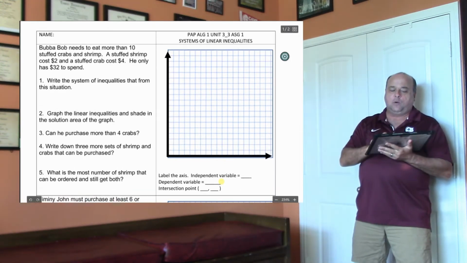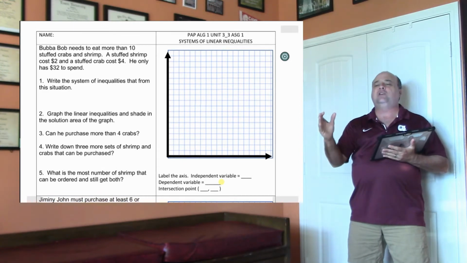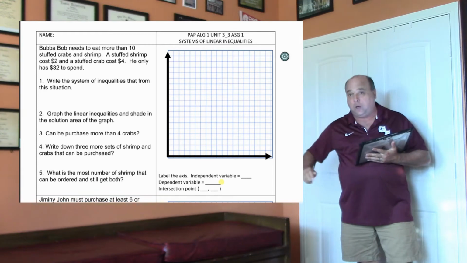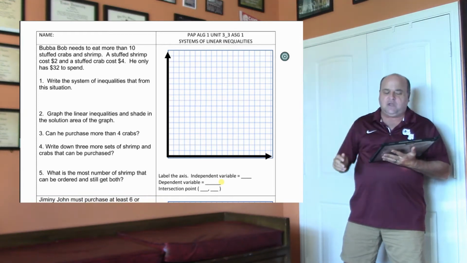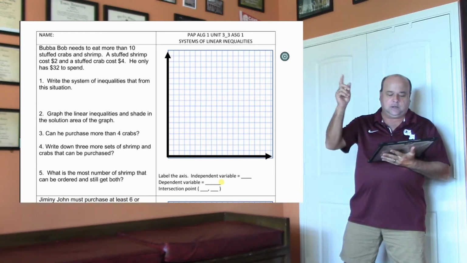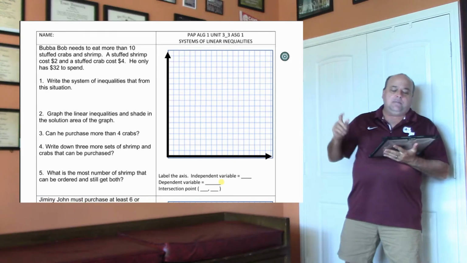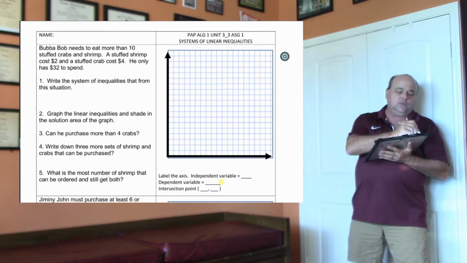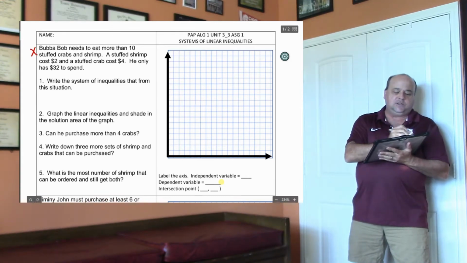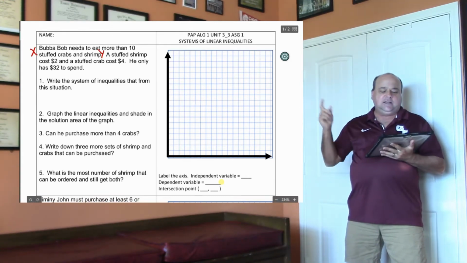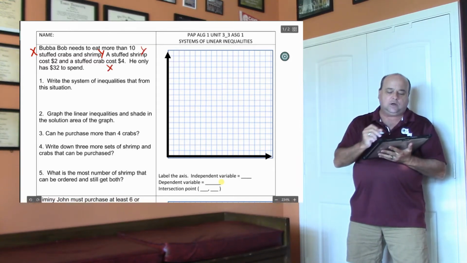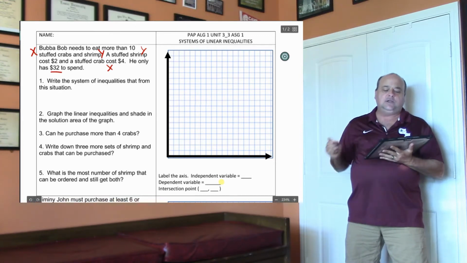So let's read number 1. Remember, when you work these problems out, always use X and Y for your inequalities, especially if you have to input them into the calculator. So Bubba Bob needs to eat more than 10 stuffed crabs and shrimp. A stuffed shrimp costs 2, that's our Y, and a stuffed crab costs 4, that's our X, and he only has 32.